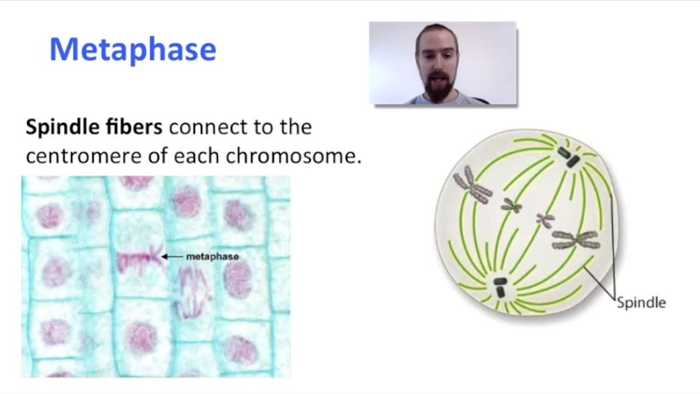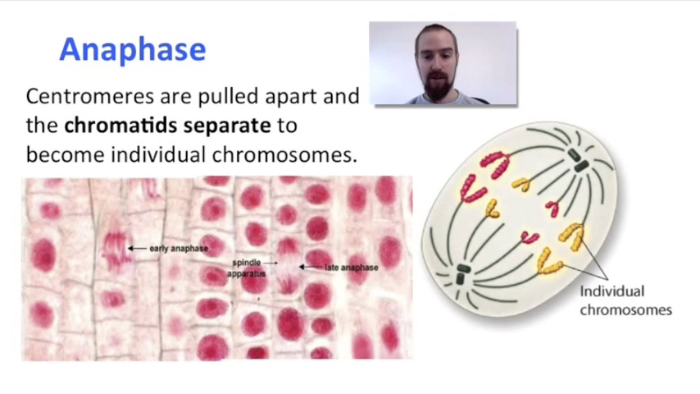The next phase in mitosis is called anaphase, and this is when the spindle fibers pull apart the centromeres of each chromosome, separating the sister chromatids and pulling them towards opposite ends of the cell. In this microscope photo, we can see what that looks like, both early and late in the process, as the chromosomes are being pulled farther and farther apart.